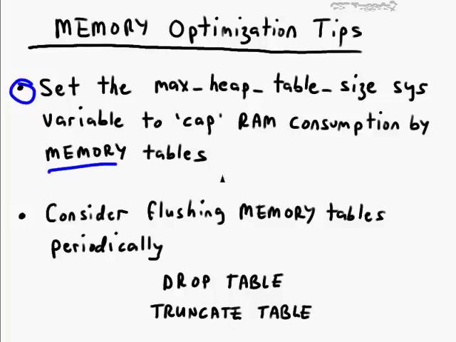So be aware of that. The other optimization tip is to consider flushing your memory tables periodically, again, just to conserve server RAM. And as I've already said, the two ways to do this, the least invasive, of course, is to run truncate table, which simply removes all of the row data from the table, but keeps the table standing, as it were. If you don't need the table anymore, you can run drop table. That's actually going to remove it not only from MySQL Server, but delete the file from the file system.